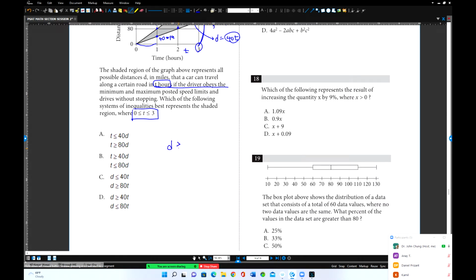Distance is what is there? Greater than or equal to 40t, but less than or equal to 80t. I think this is better, right? The difference is what is there? Greater than or equal to 40t but less than or equal to 80t. That is much better, right? But this is fine too.